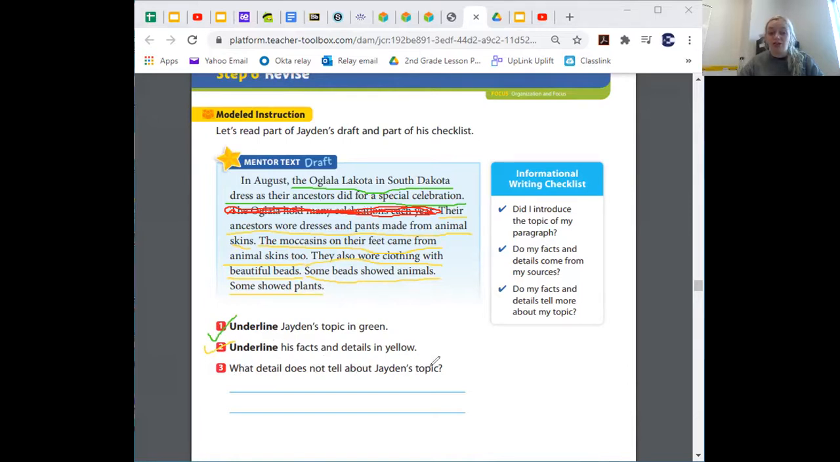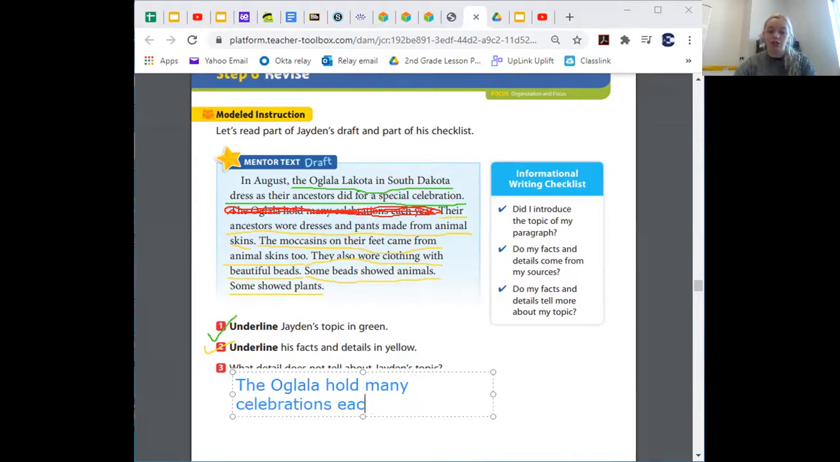What detail does not tell about Jayden's topic? That's the one that we crossed out, right? So that one was the Oglala hold many celebrations each year. Because that doesn't tell us about the clothing that they wore, and the clothing is our topic. So you guys can pause the video, finish underlining, write this down for number 3. And when you are ready, we will go over his checklist to make sure that he did everything right.